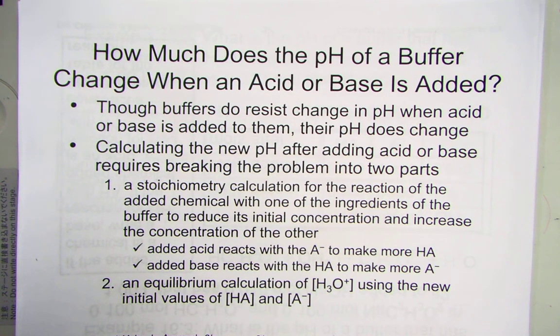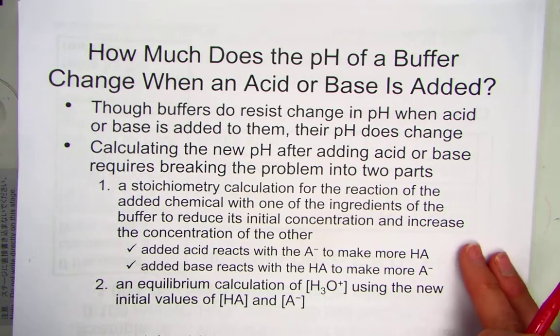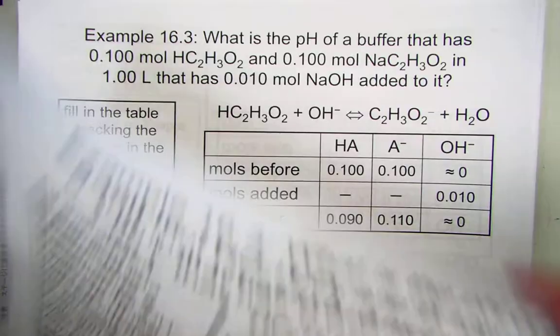Added acid reacts with the base to make more acid, or the base reacts with acid to make more base. Think about that bar graph we drew together separately from the PowerPoint. Add more acid, you make acid. Add more base, you make more base. I do the stoichiometry first, followed by the equilibrium calculation to pull out hydronium to get the new value of the pH. Stoichiometry first, followed by Henderson-Hasselbalch. Let's take a peek.